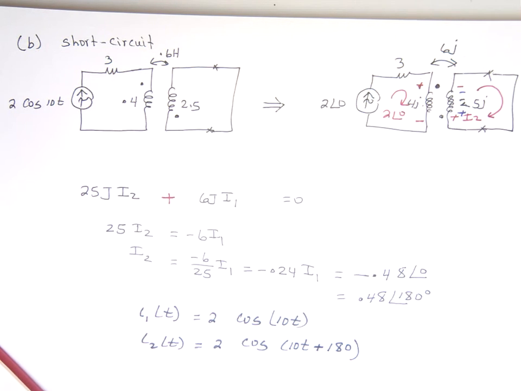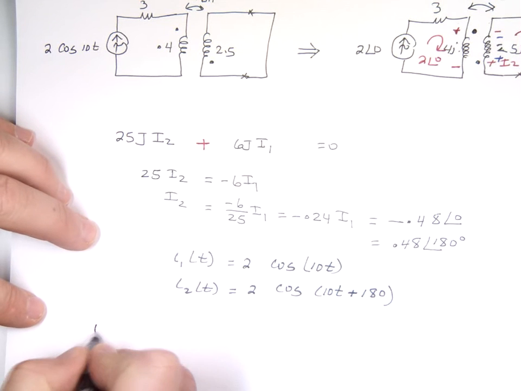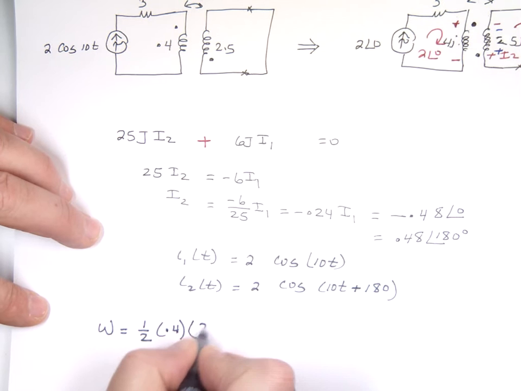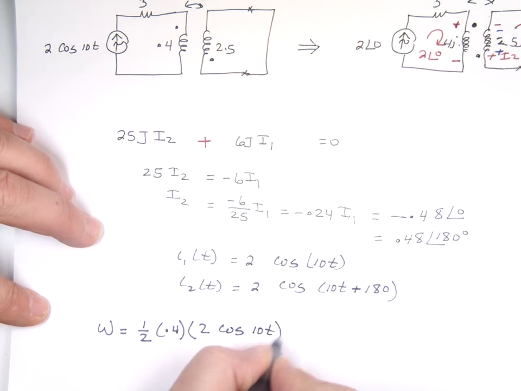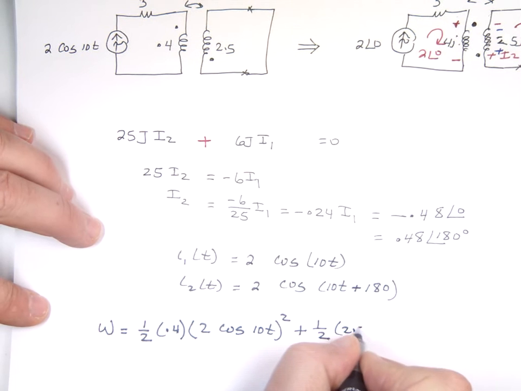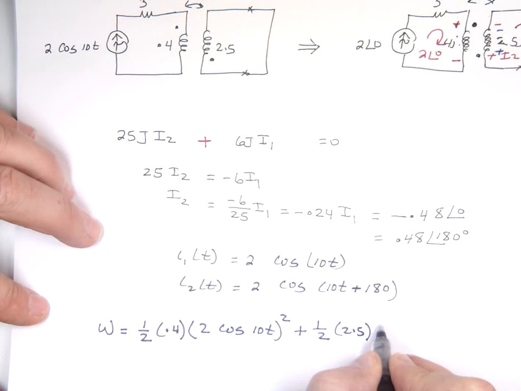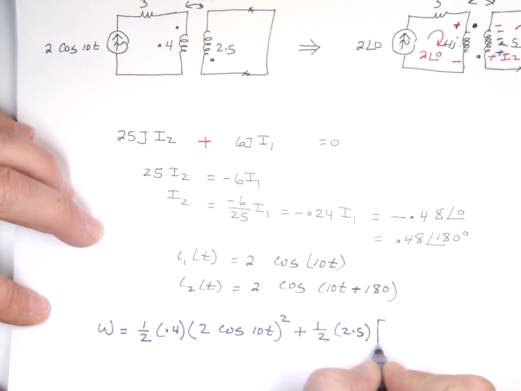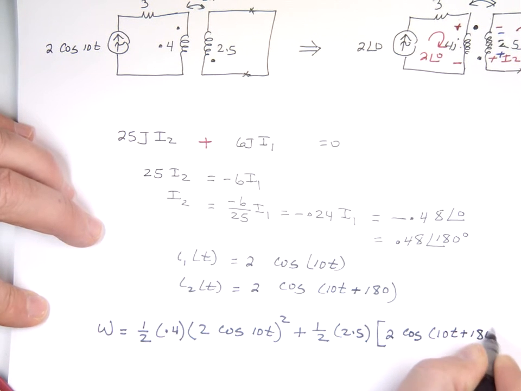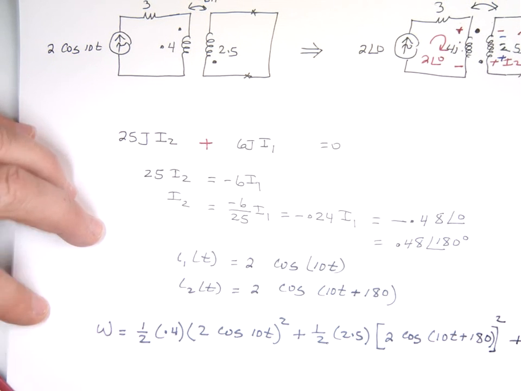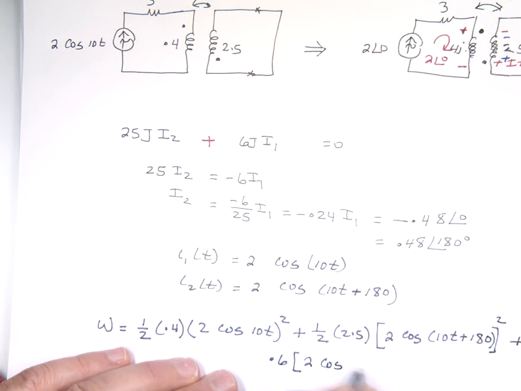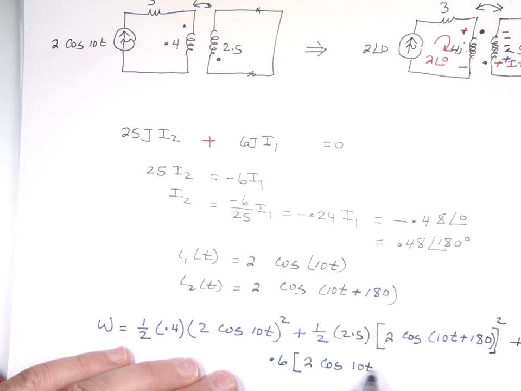So now you want to find the energy here. Again, 1 half L1. L1 is 0.4. I sub 1 squared, 2 cosine 10t squared. Plus 1 half L2, which is 2.5, times the current through that, which is 0.48 cosine 10t plus 180, squared, plus the mutual inductance, which is what? 0.6 times I sub 1 times I sub 2.